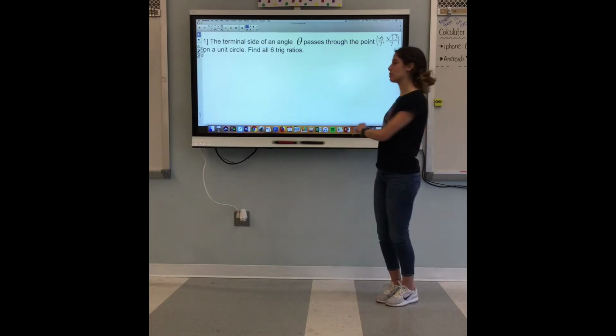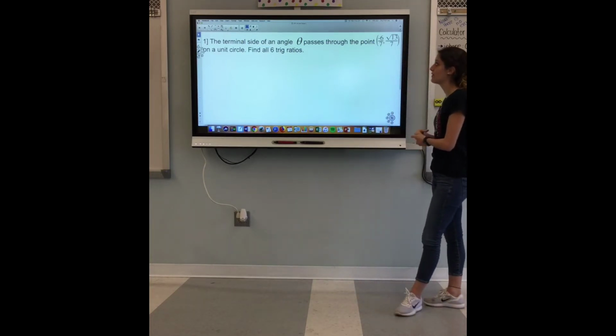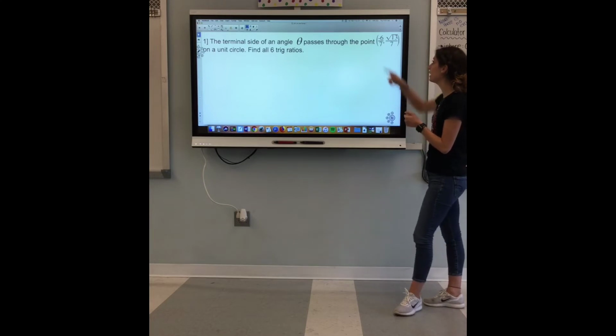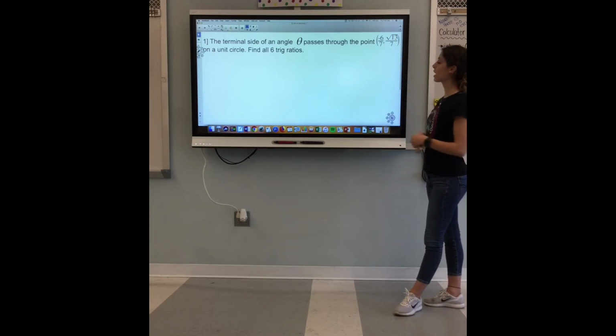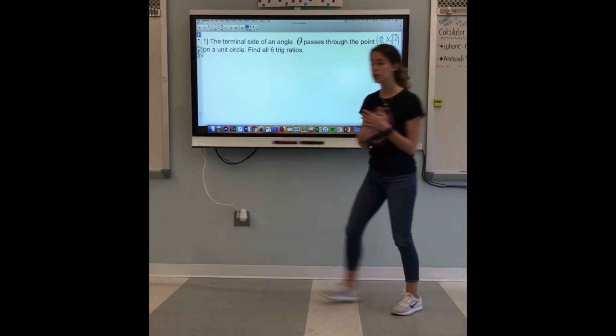Alright, so let's look at this one. It says, the terminal side of an angle theta passes through the point -6/7 and radical 13/7 on a unit circle.